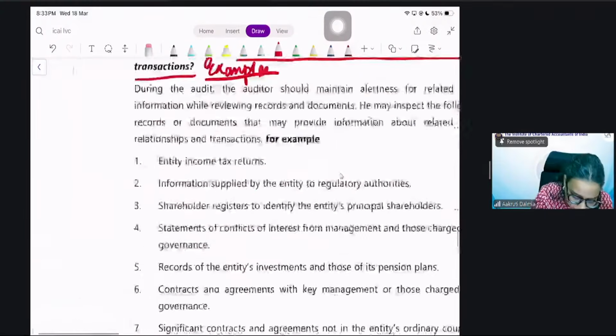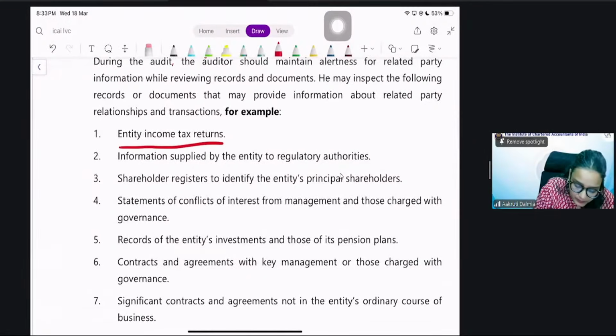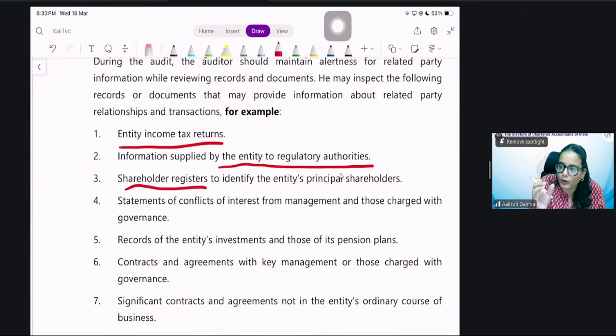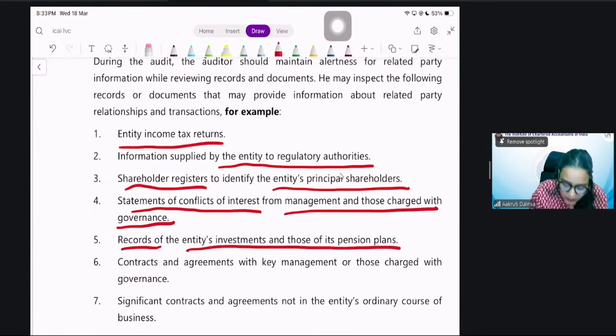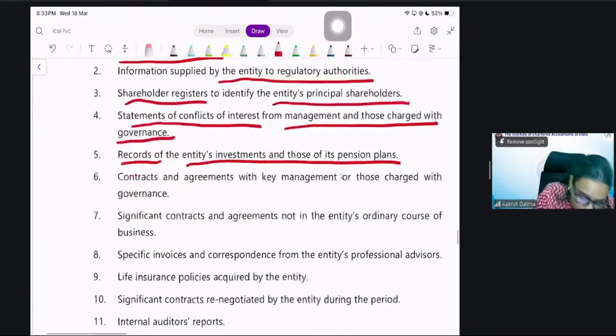I do? I can check their income tax returns. I can see if any information has been given to regulatory authorities. If there is a shareholder register, if it's a small private limited company, I can check who are the principal shareholders. I can see if any statement of conflict of interest from management and TCWG has been given. If there is any record of entities' investments and pension plans, which means if the company has made investments for someone's pension, it means they are of some importance to the company, which means they are a related party.